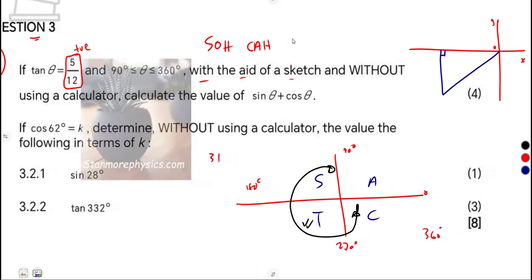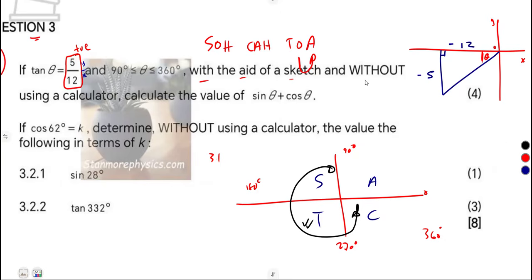Remember from your SOHCAHTOA concept, tan is opposite over adjacent. So if this is our theta, this is our opposite, and this is our adjacent. The opposite is the y value, so it's just like y value over x value. So that's 5, and our adjacent is 12. But we know that on the left side, x is supposed to be negative. So that's a negative 12. And the y values going down are supposed to be negative. So that's a -5 and a -12.